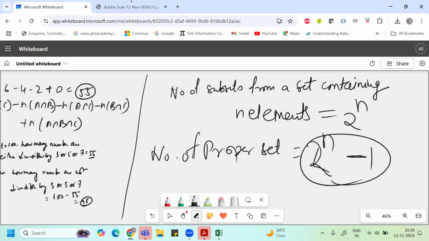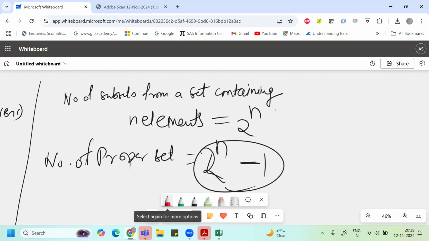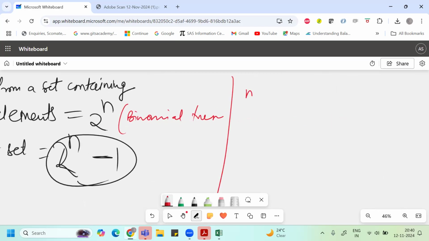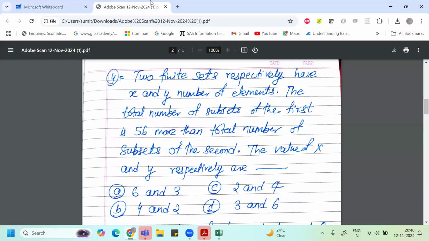Why 2 to the power n minus 1? If you want to understand, you have to apply the binomial theorem. You know PNC: nC0 plus nC1 plus nC2 plus nC3 and so on till nCn. This is nothing but 2 to the power n. That is the reason. Anyway, I believe you guys know these things, so just use that logic and solve question number 4.